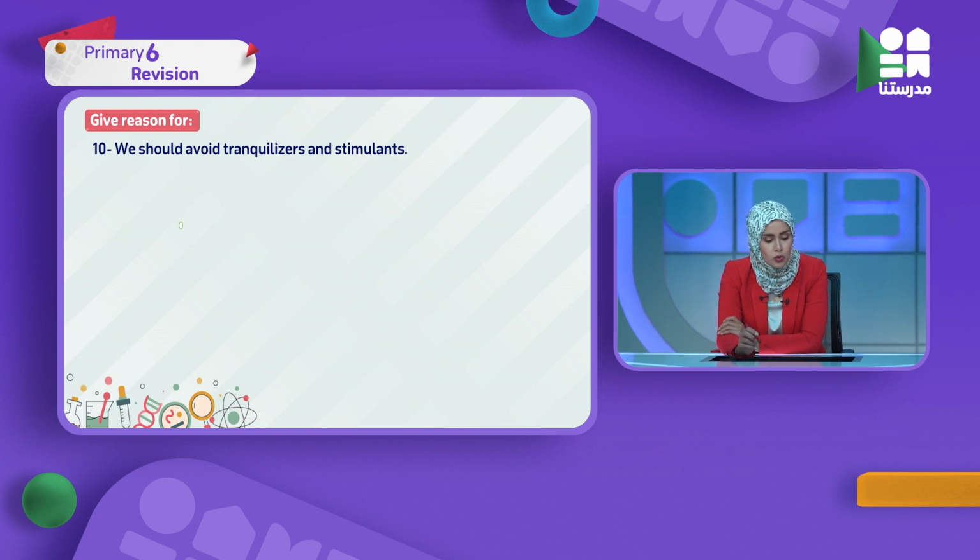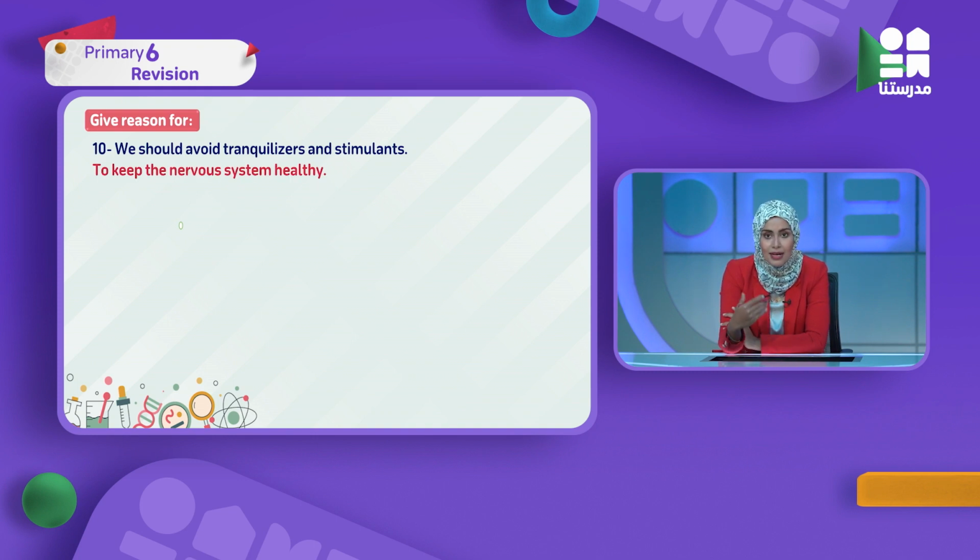Question number 10. We should avoid tranquilizers and stimulants. مين tranquilizers والstimulants؟ tranquilizers دي المهدئات، stimulants دي المنشطات اللي بياخدها لعيبة الكورة، الأثليتس بياخدوا stimulants. Okay? We should avoid tranquilizers and stimulants unless a doctor prescribe. ليه؟ Because they work on the nervous system. So to make our nervous system healthy, we should avoid them. يبقى if I ask you give reason, we should avoid tranquilizer and stimulant to keep the nervous system healthy.